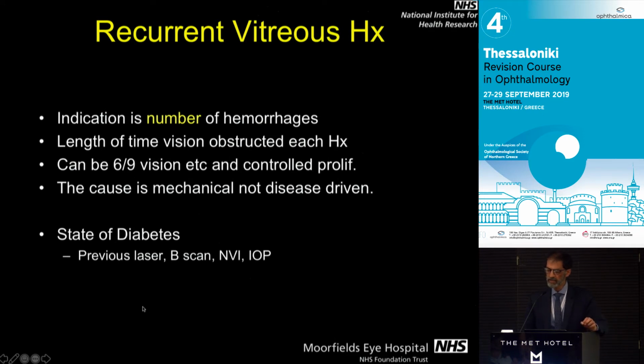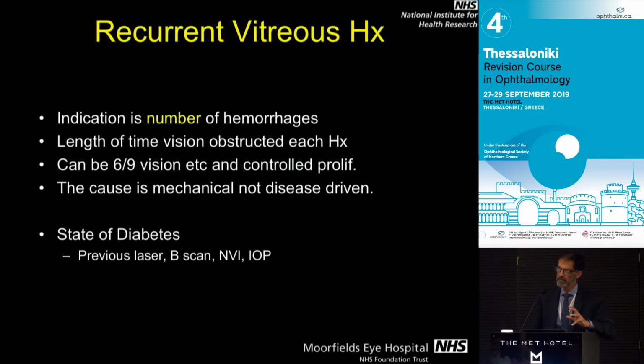The second indication in diabetes is a recurrent vitreous hemorrhage. This is because the source is tractional. You need to separate the vitreous from the vessel it's pulling on, and laser won't do that. The worst thing I see is young people who've been heavily over-lasered because of recurrent vitreous hemorrhage due to traction.